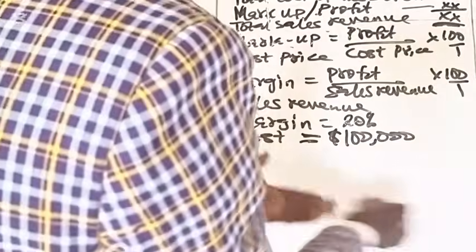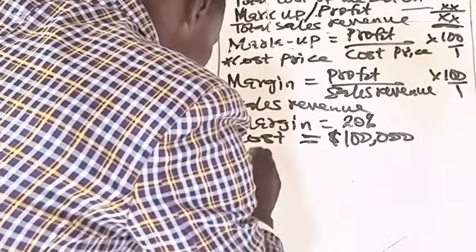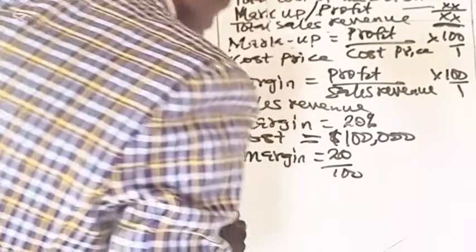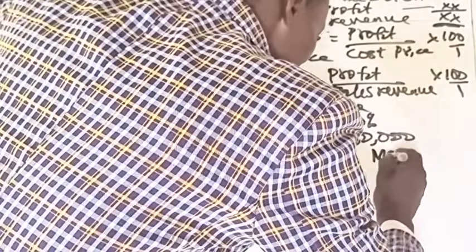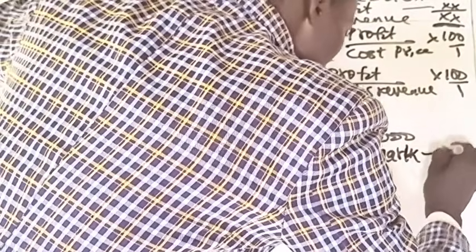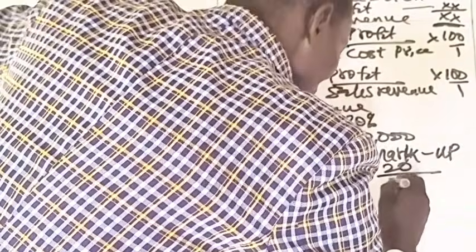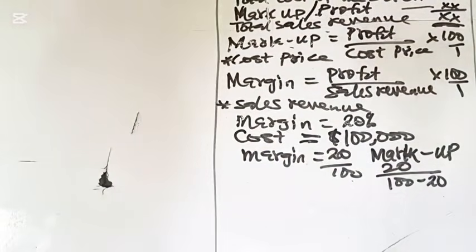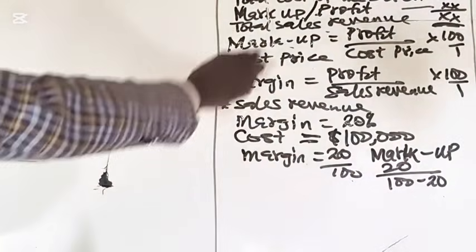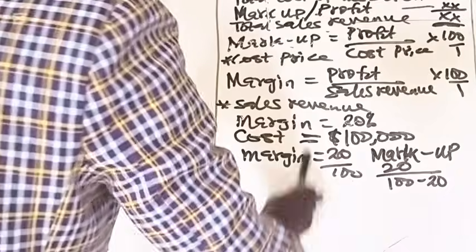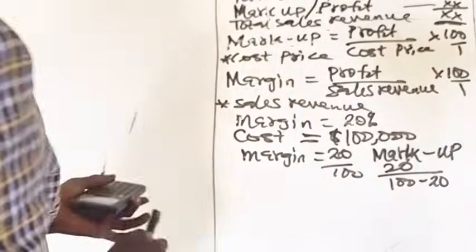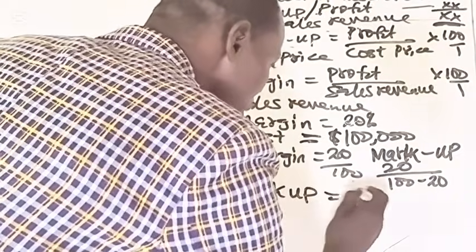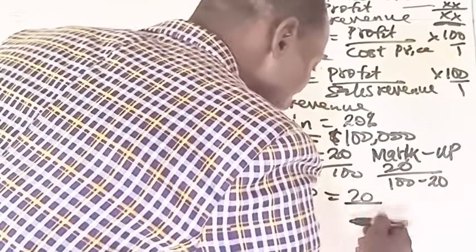So to convert the relationship between markup and margin, margin now is 20 over 100, 20%. So markup will be 20 over 100 minus 20. When you are converting from margin to markup, you subtract the numerator from the denominator. So our markup now will be 20 over 100 minus 20, that is 80.